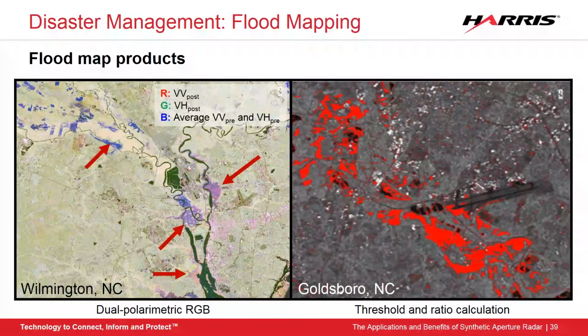And on the right-hand side of the screen, those red areas highlight the flooded areas that are new to the scene. And this was done using thresholds and ratio calculations all in ENVI and SARscape. Now we can overlay these maps with LiDAR building data and pinpoint areas of interest for possible emergency response.